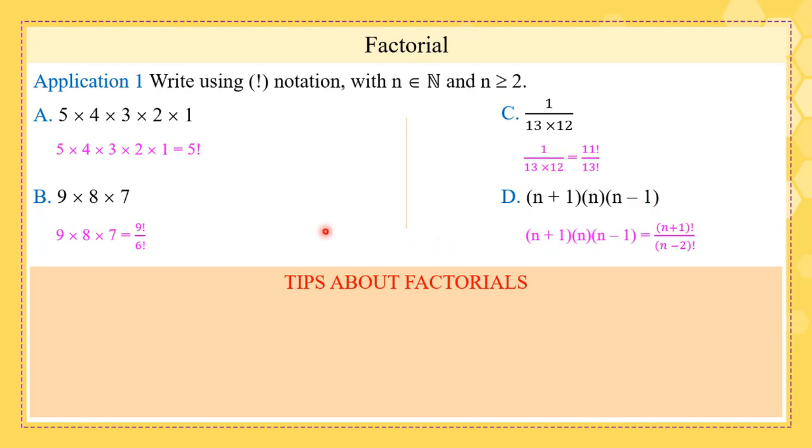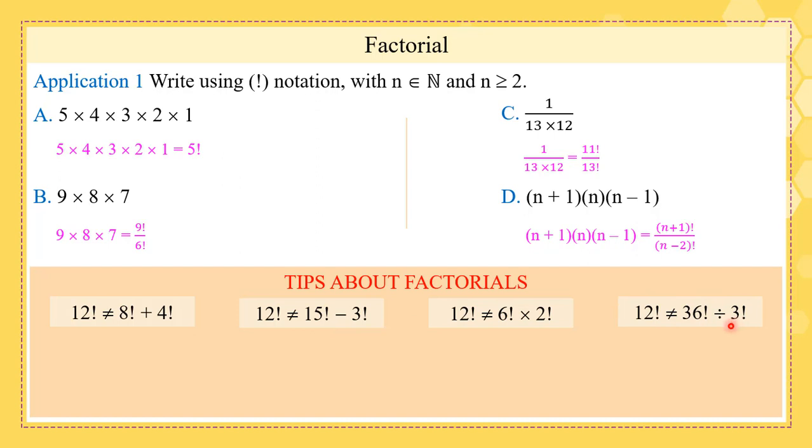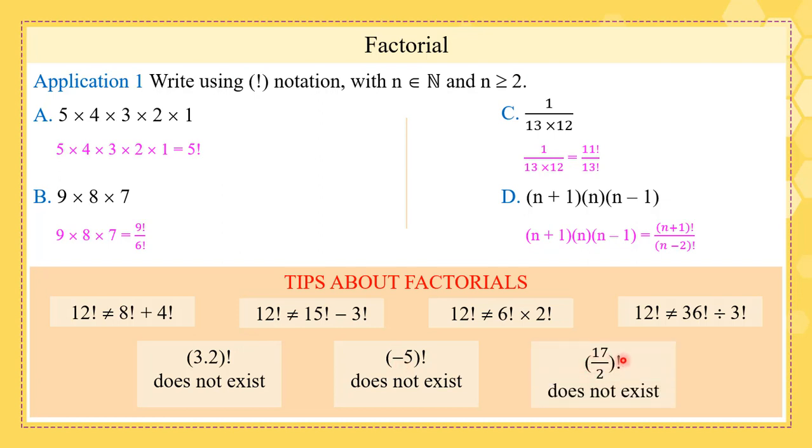Now let's see some tips about factorials. Remember, in case we have factorials, we cannot add, subtract, multiply, or divide them. In fact, the factorial is stronger than addition, subtraction, multiplication, and division in the priority laws. We don't have a 3.2 factorial because when we talk about factorial, n should be a natural number. So this does not exist. This also does not exist for the same reason. And 17 over 2 factorial also does not exist.